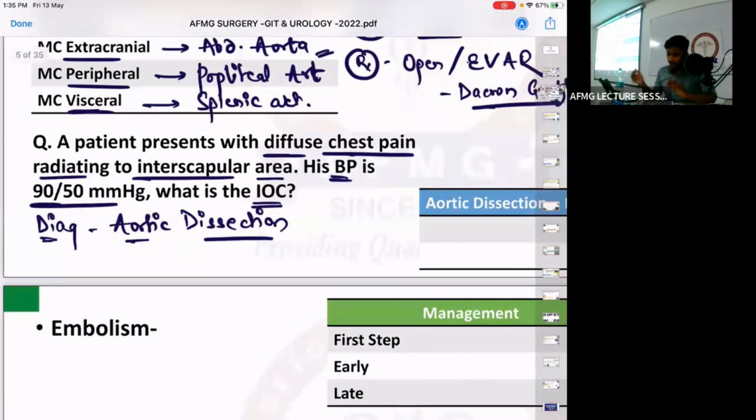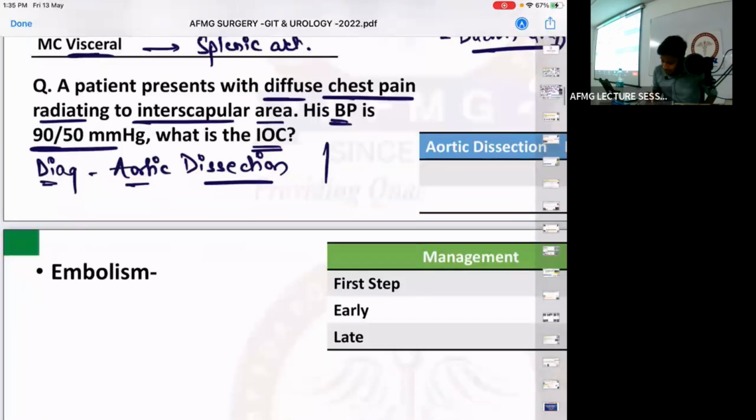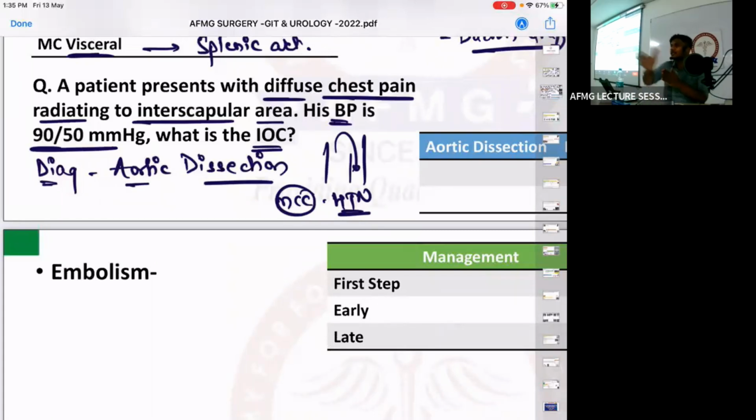If a patient presents to the emergency with aortic dissection: aortic dissection is what? Alternative pathways created for blood flow. Okay? The most common cause would be uncontrolled hypertension. Uncontrolled hypertension can cause a tear in the intimal layer, and alternative pathways are created for blood. That is what aortic dissection is. Most common cause: uncontrolled hypertension.